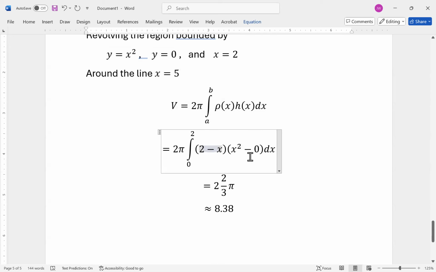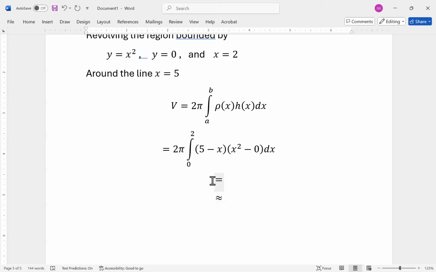The radius has changed. Instead of going from 2 to an arbitrary x value, now we're going from 5 to an arbitrary x value. My region still has x value bounds from 0 to 2. So that's all I need to do there. Obviously, these numbers are going to change.